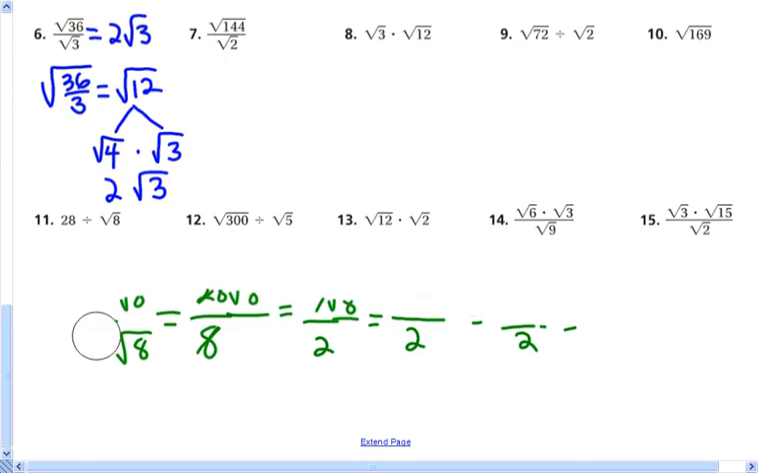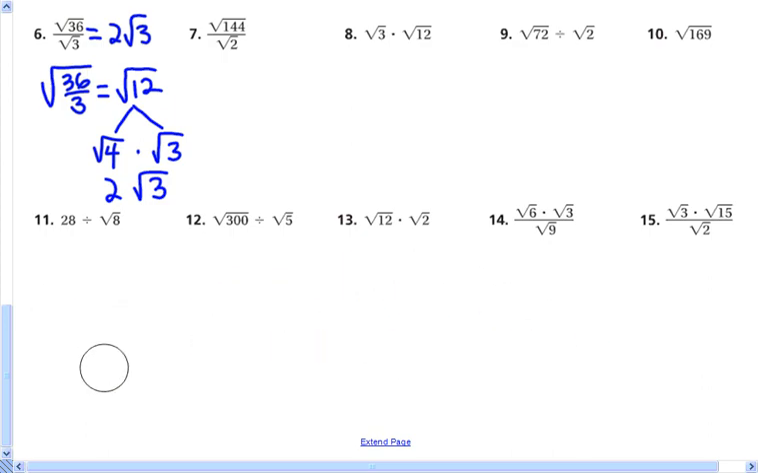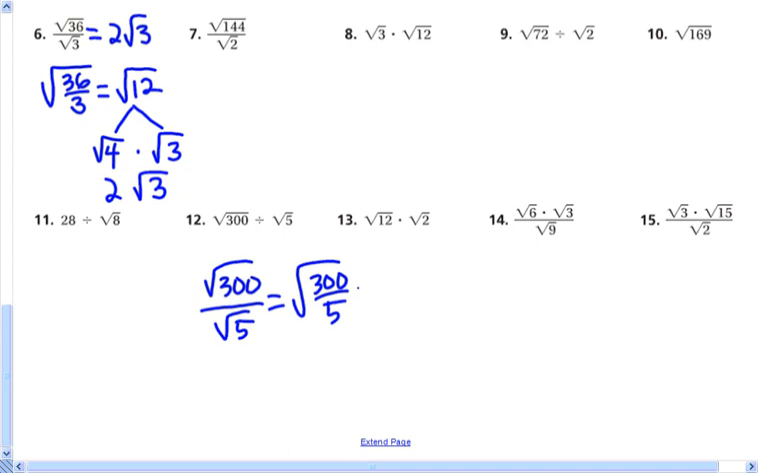Maybe I'll do one more. A couple more. Let's look at number 12. Square root of 300 divided by the square root of 5. Again, when you're doing division, you can just divide those out. So what I'm saying is this is really the same as this. And 300 divided by 5 is 60. So I have the square root of 60.